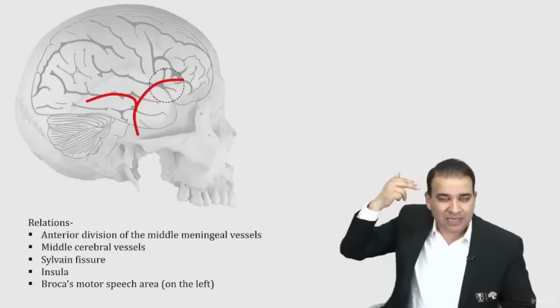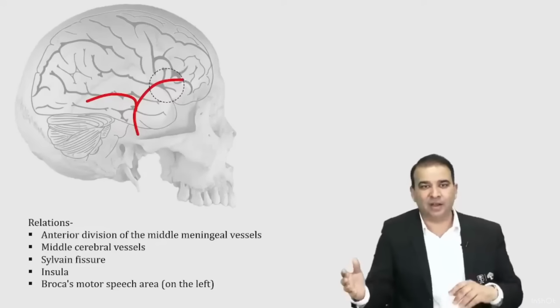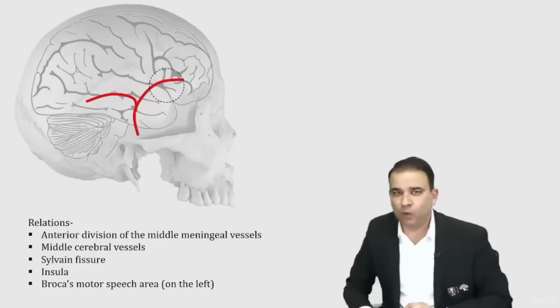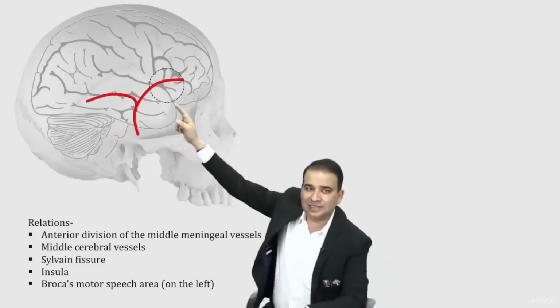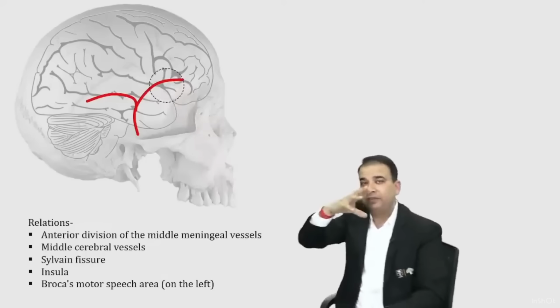Sylvian sulcus is there. You open the Sylvian fissure, there is an insula over there, and obviously on the left side, if I'm a right-handed person, the Broca's area. The Broca's area is present in the inferior frontal gyrus somewhere here. So inferior frontal, guys, look at that. That's the area of the Broca's area. That is also in relation to the Pterion, only inside if you go here.